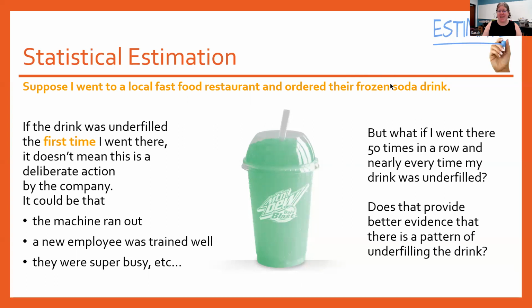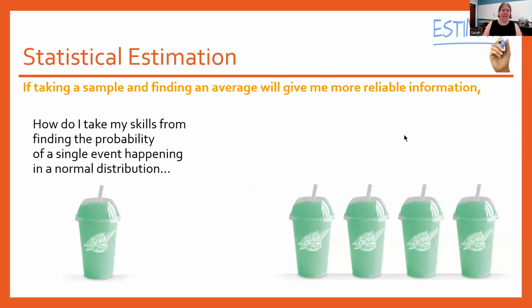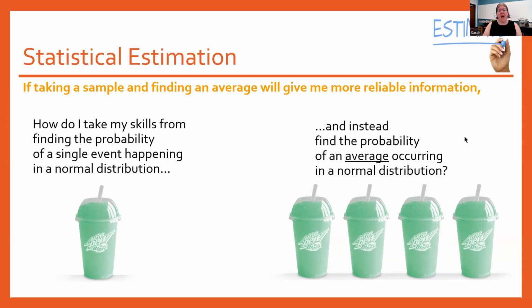But what if I went there every day and I went 50 times in a row and recorded how much frozen drink was actually in my cup? And what if it was underfilled nearly every time? Does that provide better evidence that there's a pattern of systematically underfilling the drink? So, if taking a sample and finding an average will give me more reliable information, how do I get from my skills in chapter 3 of finding the probability for a single event happening in a normal distribution to instead finding the probability of an average occurring in a normal distribution?